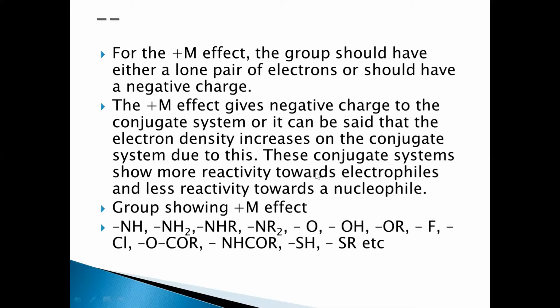These conjugate systems show more reactivity. So what is the effect of this plus M effect? When they give electrons, the conjugate group becomes more reactive towards electrophiles because it has negative density. So it will be more reactive towards electrophiles and less reactive towards nucleophiles. What are the groups which show plus M effect? NH, NH2, NHR; all these groups should contain either a pair of electrons or a negative charge. Then they produce plus M effect.